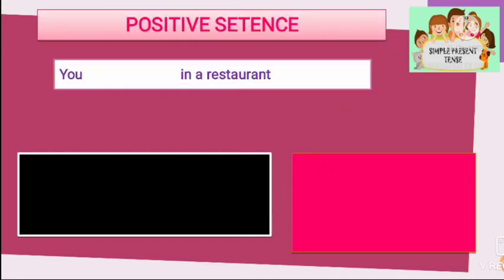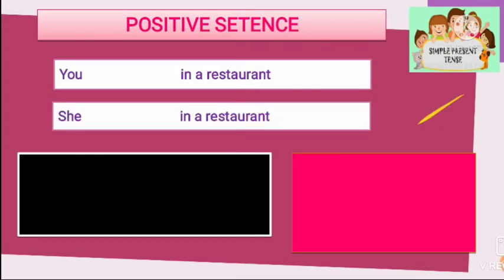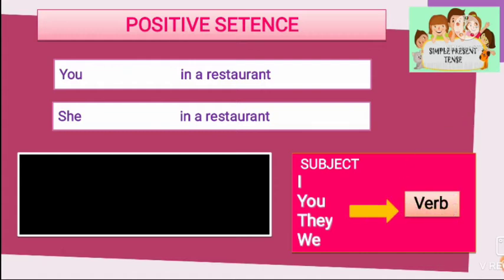So now let's take a look. Positive sentences: You in the restaurant. There's gonna be a verb that you need to decide. I just want you to remember that for the subject I, you, they, we, you only use the verb. You do not add anything. So the verb is work, and you don't add anything. So you work in a restaurant, I work in a restaurant, they work in a restaurant, we work in a restaurant.